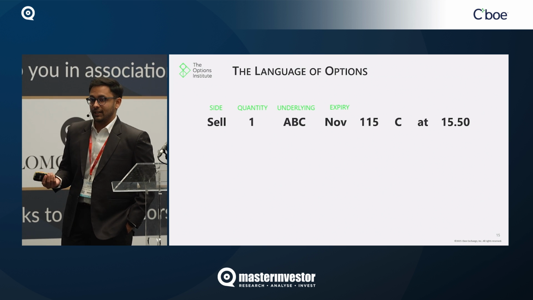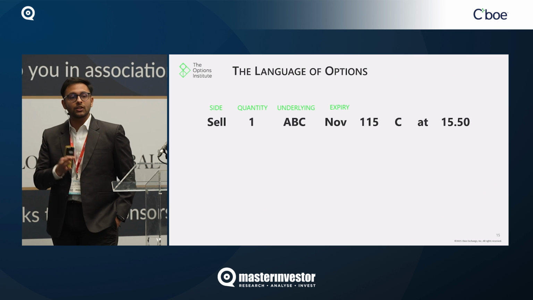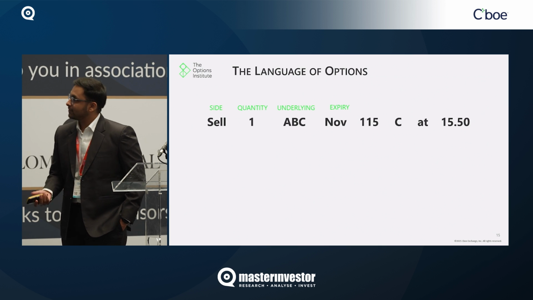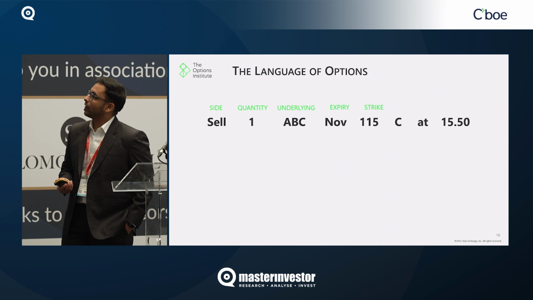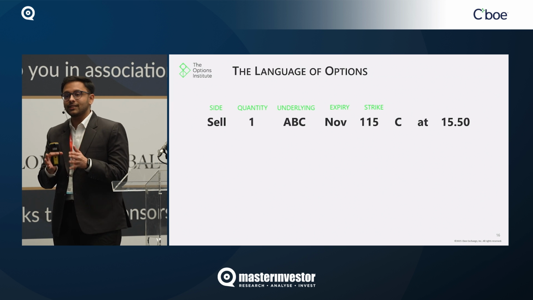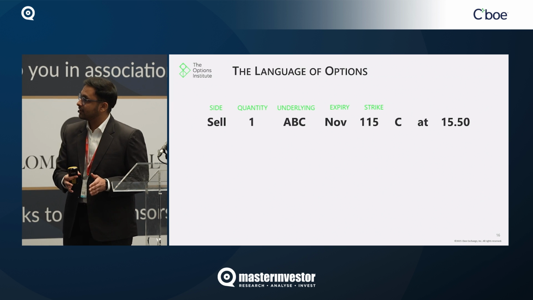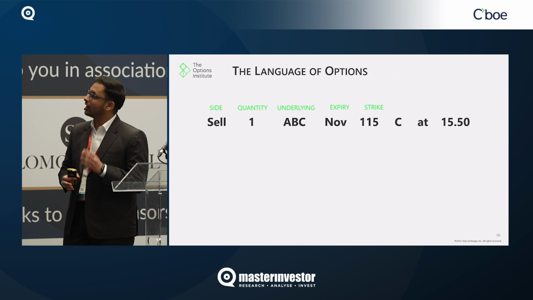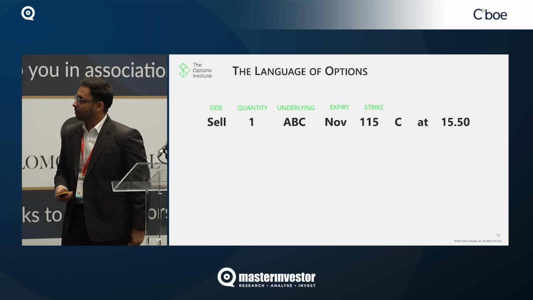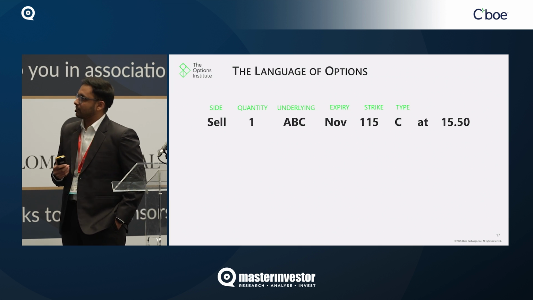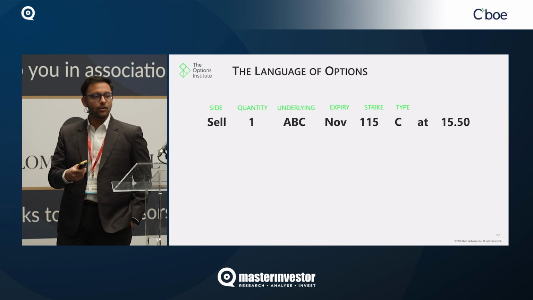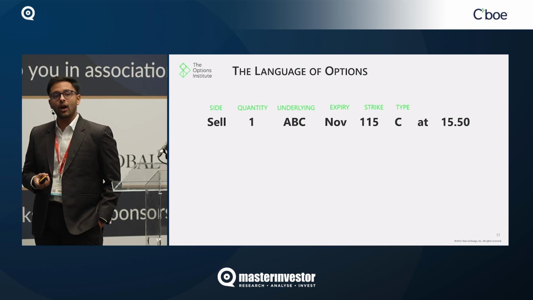Followed by expiry date. So this is the day on which the option stops existing. It expires. In our case, it's November. Followed by the strike. So this is the set price at which you'd be buying or selling the underlying asset at the option's expiry, depending on your side and option type. Which brings us to option type. So there are two types of options. You've got calls and you've got puts. In this case, this is a call option.